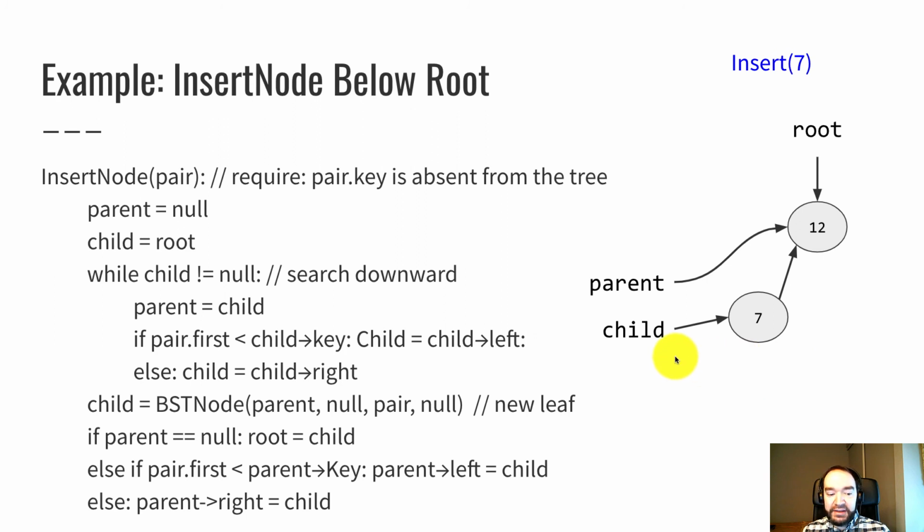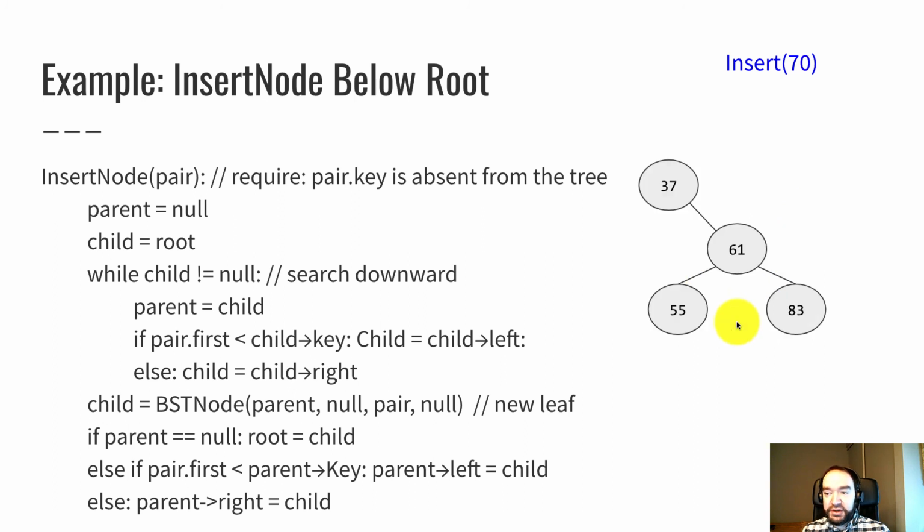And then we have to update the incoming pointer to that node, and the if else down there correctly decides that the parent's left child pointer needs to point at this child. So then we're done. Finally, let's see how to insert into a larger tree. I've got this example with 4 nodes, and we're going to insert the number 70 in as a key.